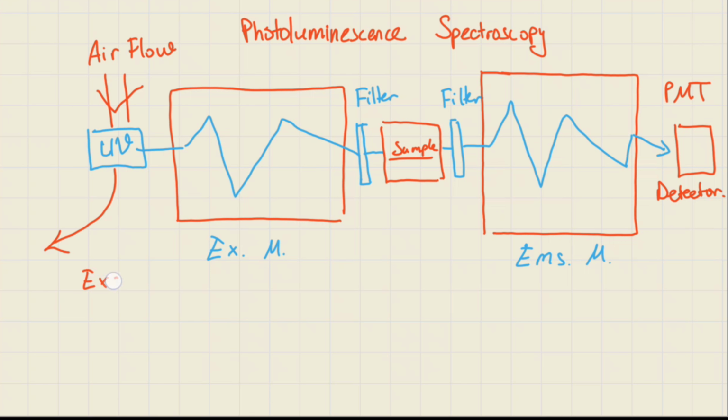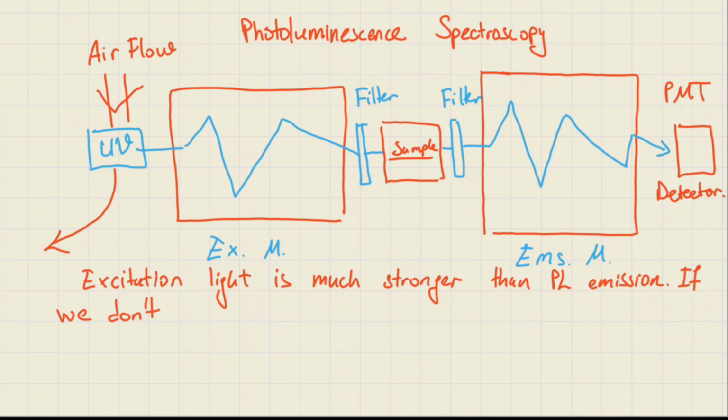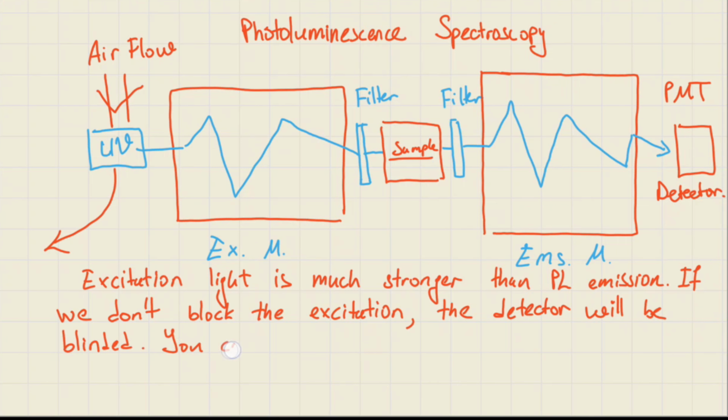Since the excitation light is much stronger than the photoluminescence emission, if you don't block the excitation, the detector will be blinded and you can't see the photoluminescence spectrum.